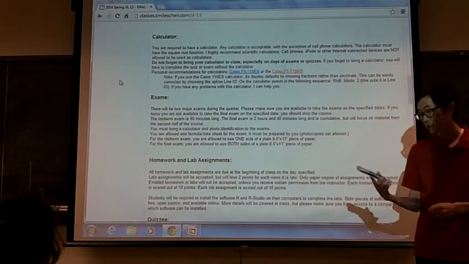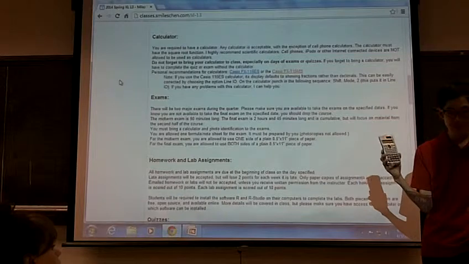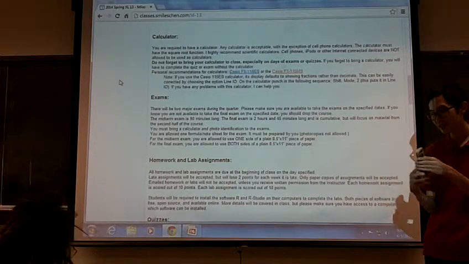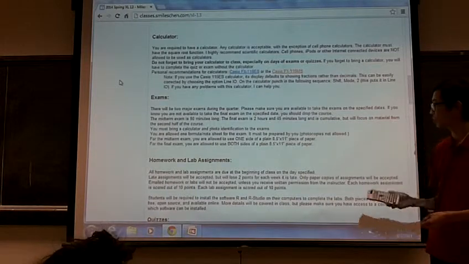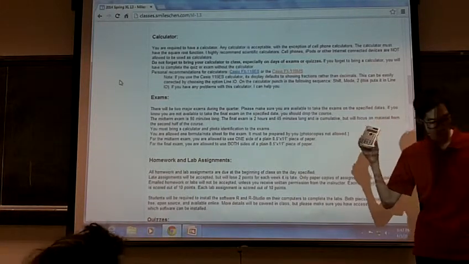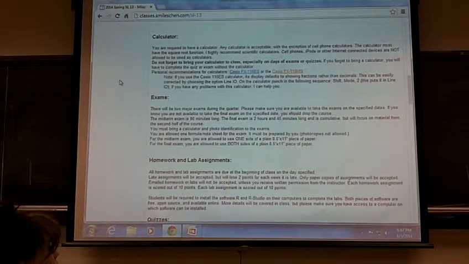So anyway, I recommend at least a scientific calculator. Technically, you can use a 4-function calculator through the class, but your life will be a little bit miserable. This will make certain calculations a lot easier, faster. Okay.